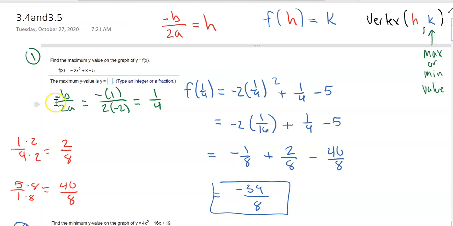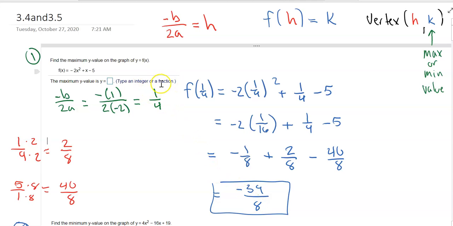So we put the minus there because of the formula. And then our a is negative 2. And bada boom, math happens. We find out that our h value is 1/4. Then we plug 1/4 into our function. We evaluate, and we get negative 39 over 8.